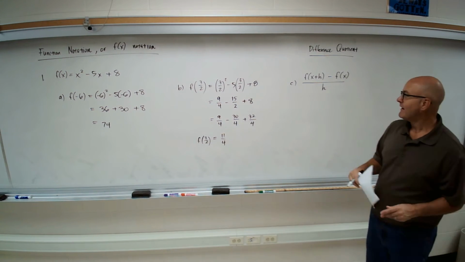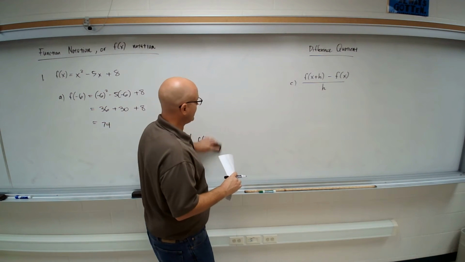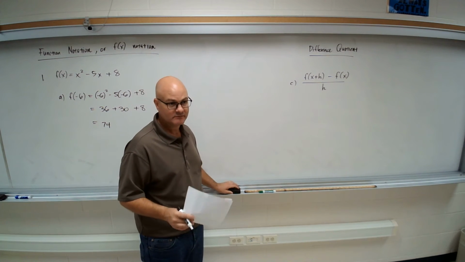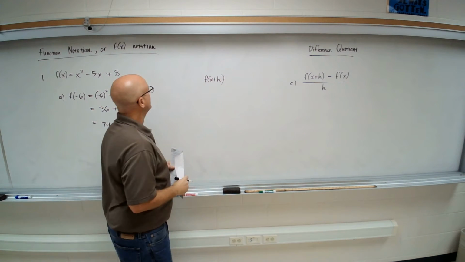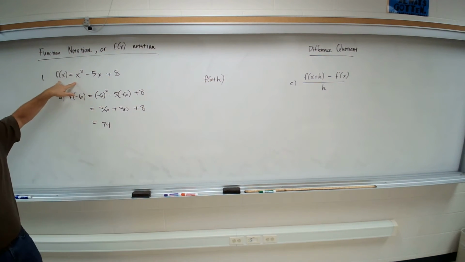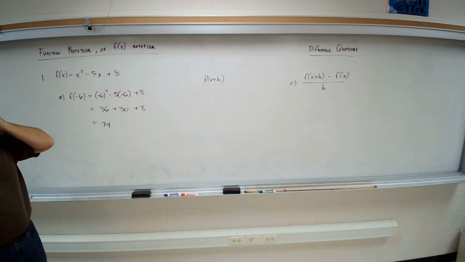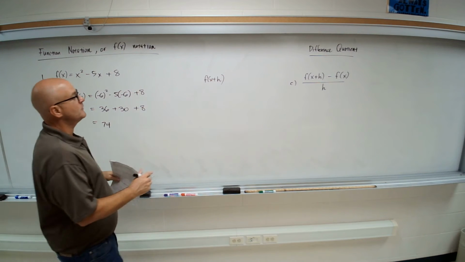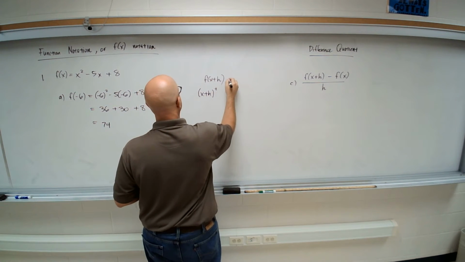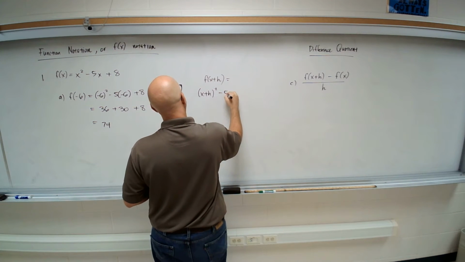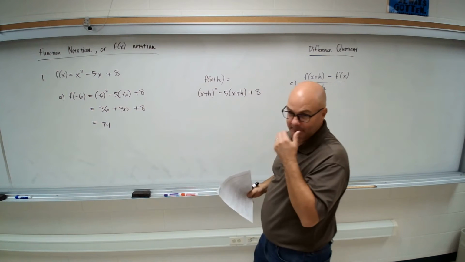So what I'm going to recommend we do here is first find f of x plus h, because that's really the challenging part. Okay, so to find f of x plus h, we're going to take our rule for f of x. Everywhere there's an x, we're going to pull that out, and we're going to replace it with x plus h. Okay, so we get (x plus h) squared minus 5(x plus h) plus 8.